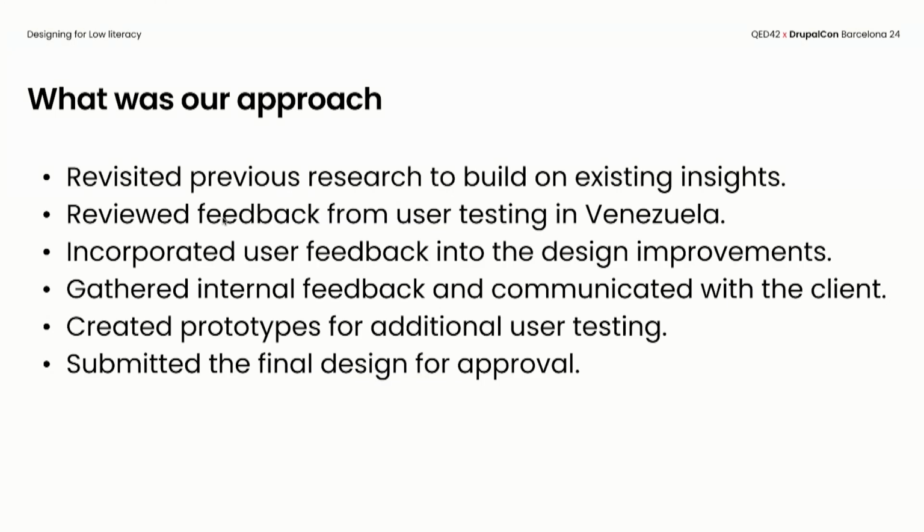So what was our approach? We revisited research that was done in phase one, and we reviewed the feedback from the testing. We went through all the Venezuela feedback thoroughly. We incorporated the user feedback into the design improvements. Then internally, we connected with the designers and also the stakeholders, with the clients, to get it reviewed again and again. Then we created a prototype for additional user testing. Then we submitted the final design for approval.